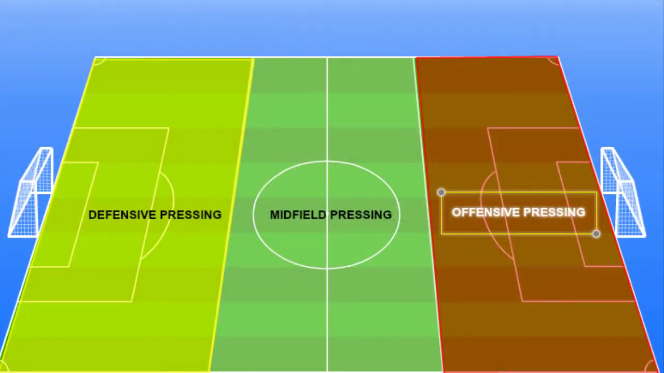Before we start the video animation, let's talk a little bit about pressing. What is pressing? Pressing is the collective defensive movement of players in relation to the movements of the ball in a specific part of the field with the objective of winning the ball or preventing the opposition to advance it and score. There are three types of pressing: offensive pressing, midfield pressing, and defensive pressing.